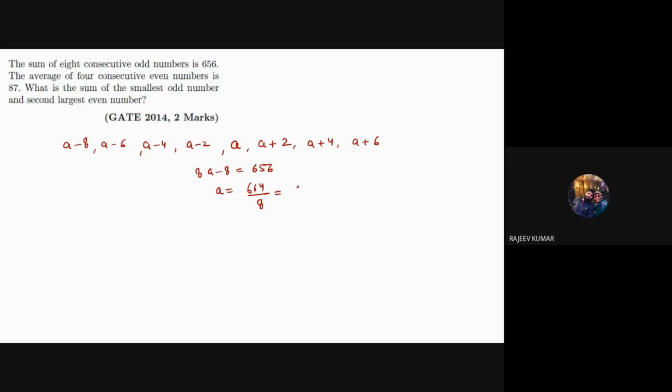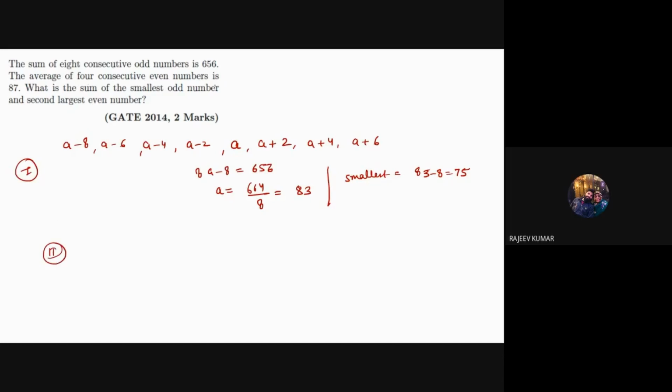So it will become 83. So 83 is your middle number. You have to find the sum of the smallest odd numbers. So 83 minus 8, that is 75, is the smallest. That is the first part. The second part is about the largest.